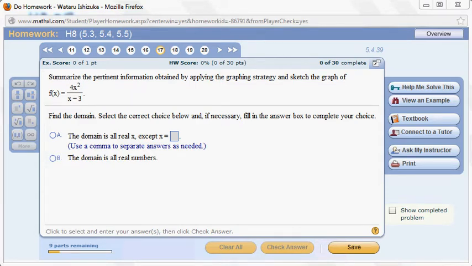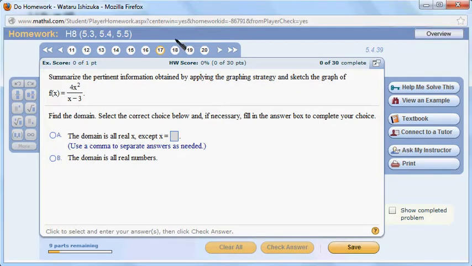Okay, let's look at homework number 8, problem number 17. We want to sketch the graph of this function f of x, which is a rational function, 4x squared over x minus 3. So let's look at that. First part, we want to find the domain. So let's do that.